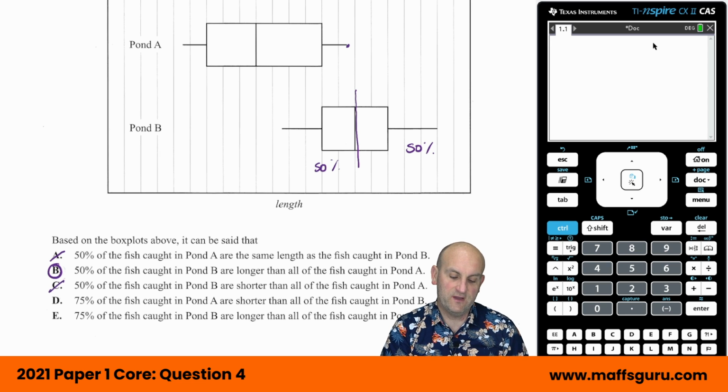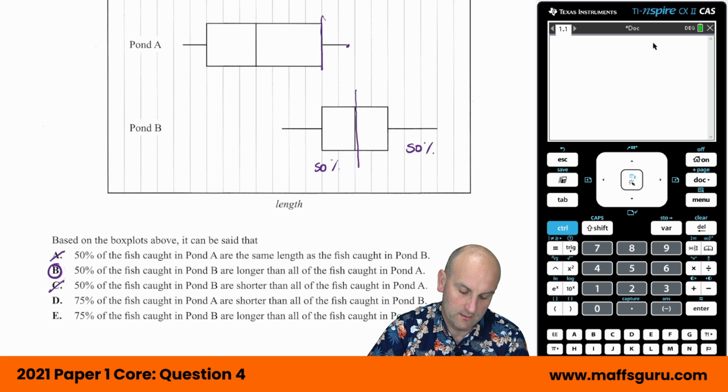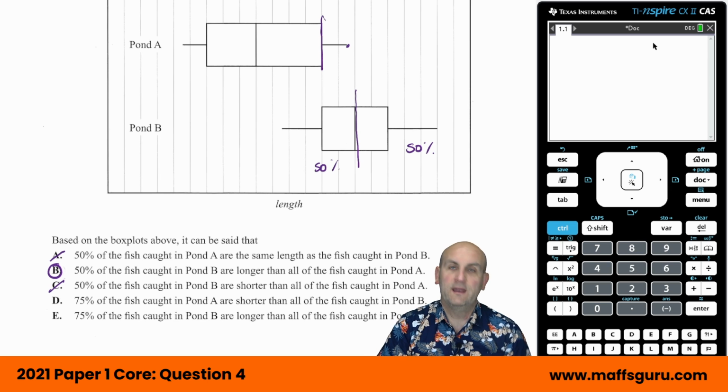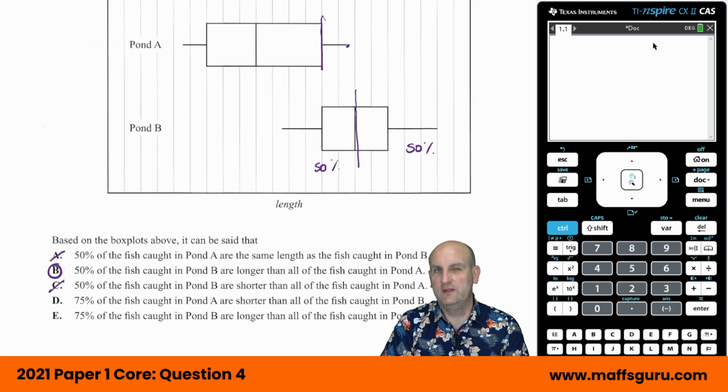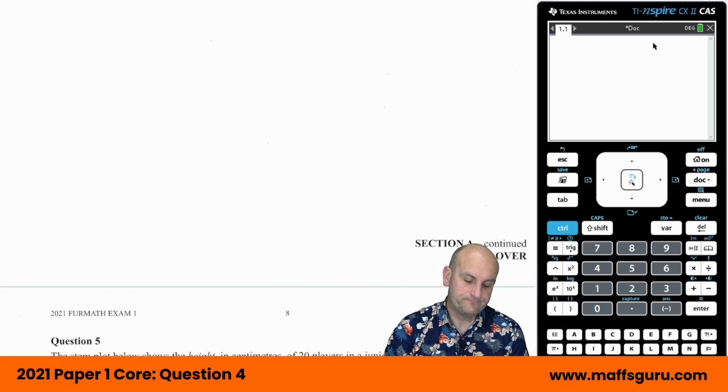Nope. 75% of the fish caught in pond A are shorter than all of the fish in pond B. So 75% are shorter than all of the fish. And again, that's what you went through. They were testing that 25%, 50%, 75% rule. And so B, correct answer.